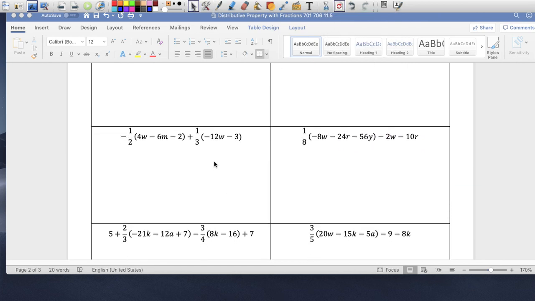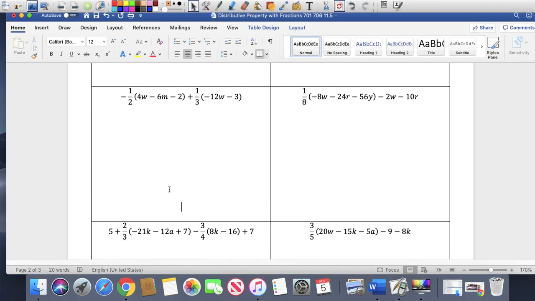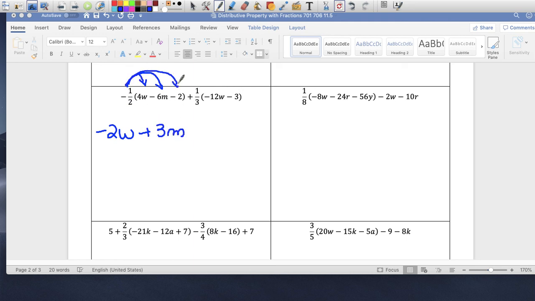Okay, let me just move this. So, distributive property, negative times a positive is a negative. So half of 4 is negative 2w. Negative times a negative is a positive, and half of 6 is 3m. Negative times a negative is a positive, and half of 2 is 1. That's the second distributive property, so that's a positive 1/3.